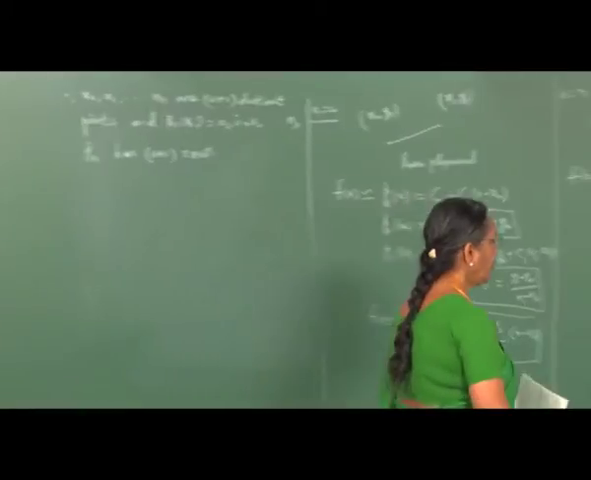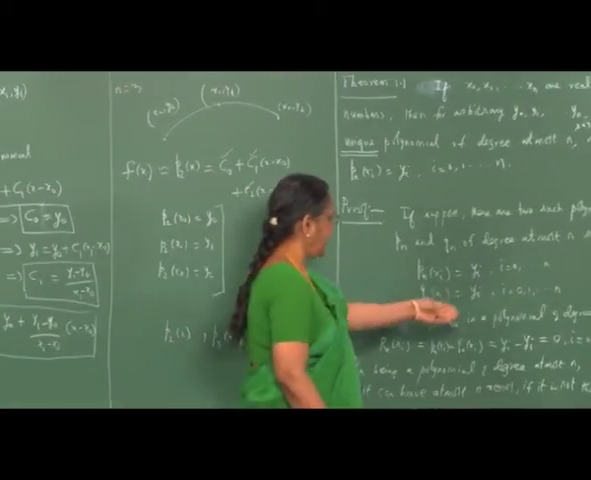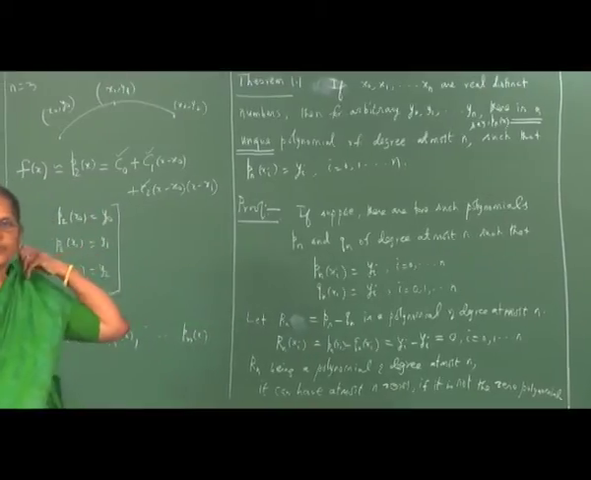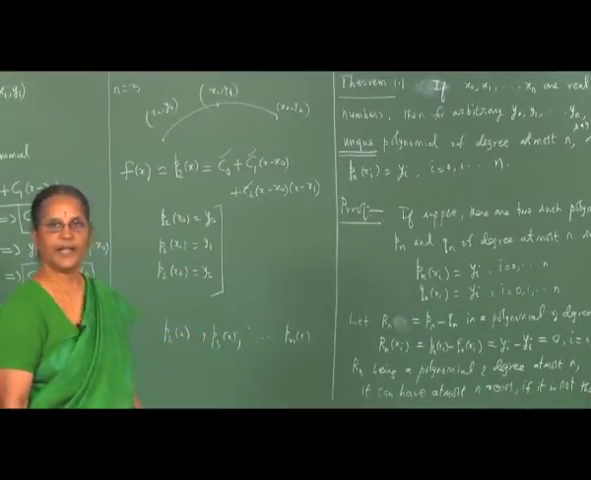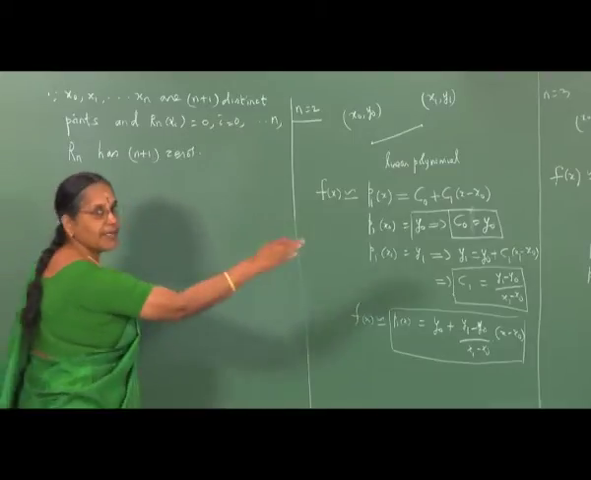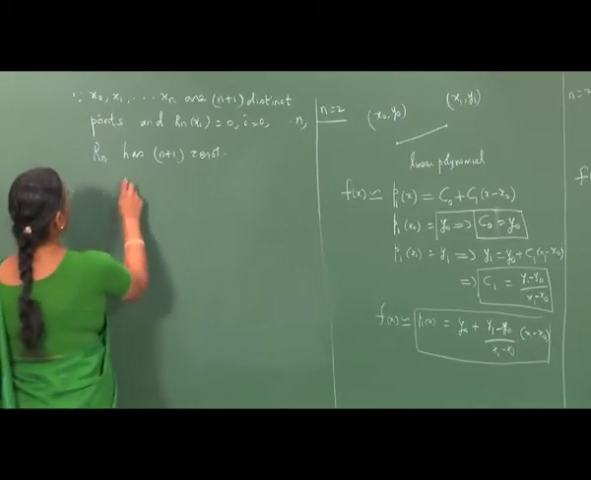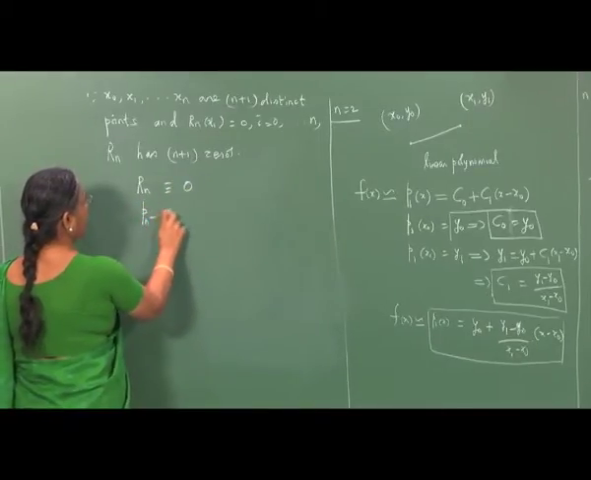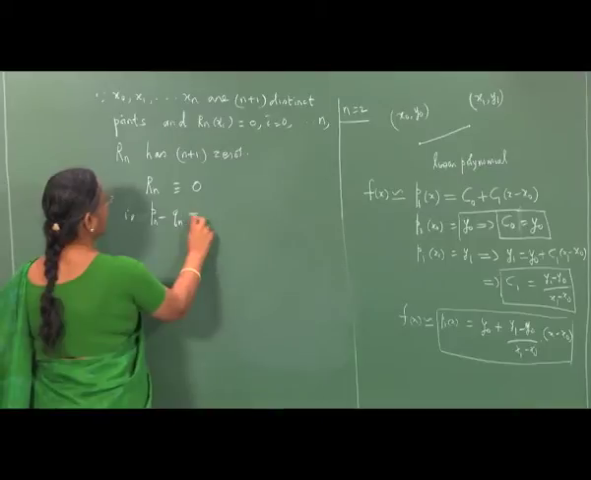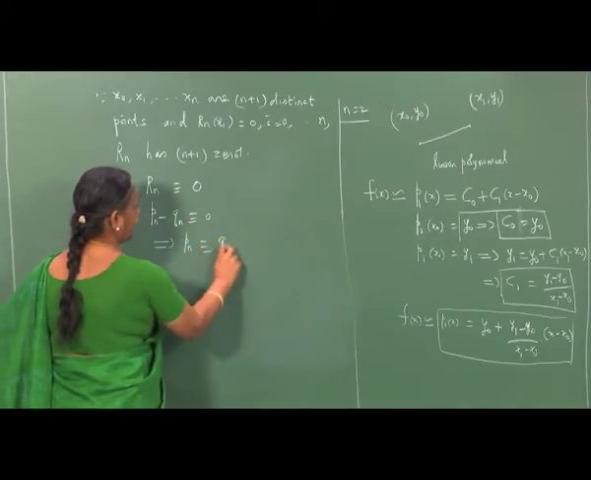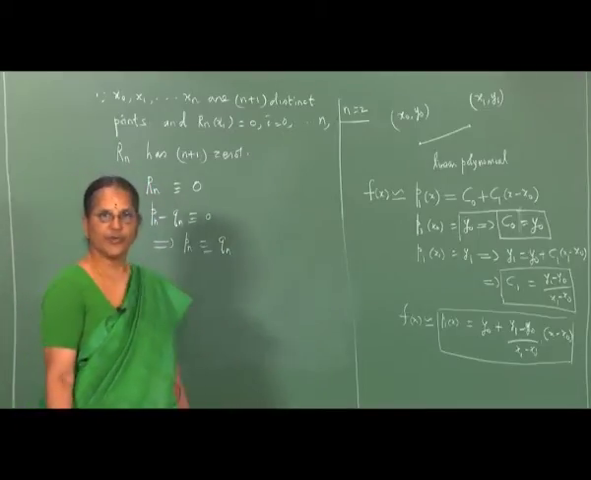But what do we know about Rn? It is a polynomial of degree at most n and it can have at most n zeros if it is not the 0 polynomial. Here we show that Rn has n plus 1 zeros. So, Rn has to be the 0 polynomial. So, Rn must be identically 0, that is Pn minus Qn must be 0, or this implies that Pn must be identically the same as Qn.